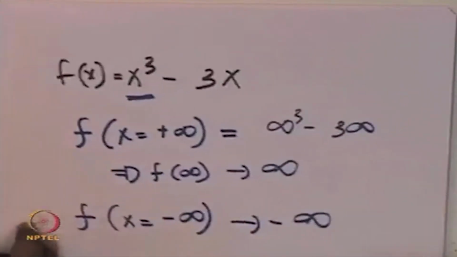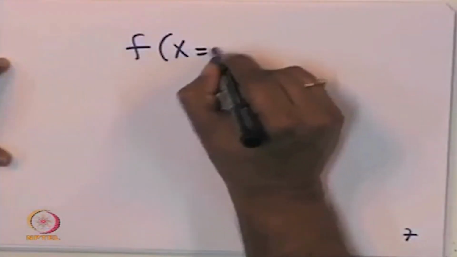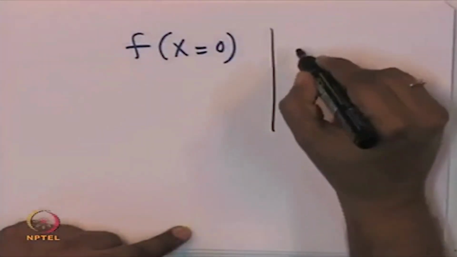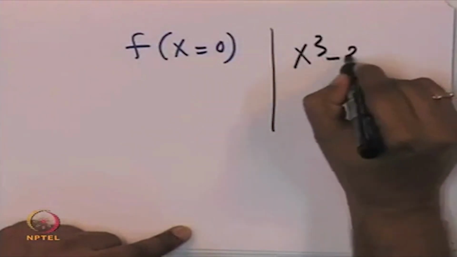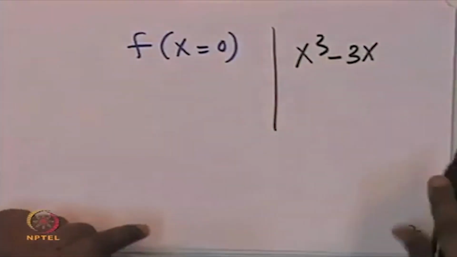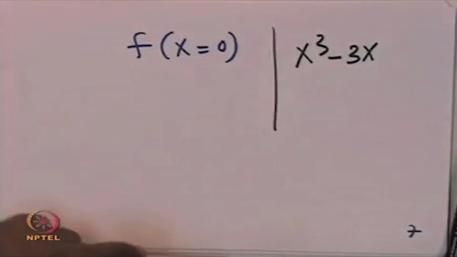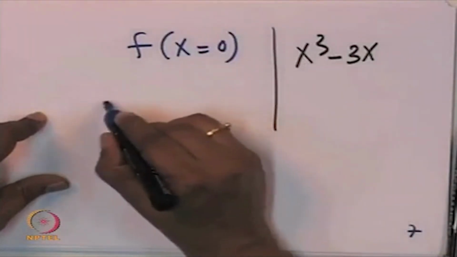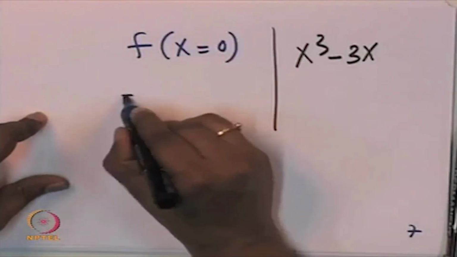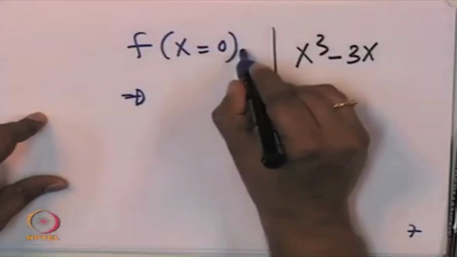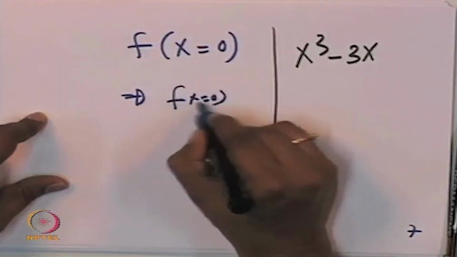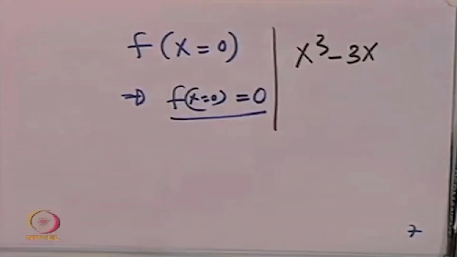Now, the next one is what happens when x equal to 0. Let me write this function here again. The function is x cube minus 3 x. At x equal to 0, you put 0 here, 0 here. So, this is 0 minus 3 into 0, which is 0. So, f at x equal to 0 is 0 itself. So, the function is 0 there.